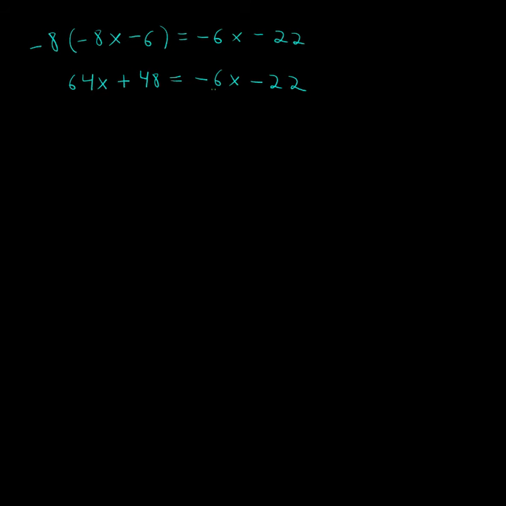So in order to accomplish this for this problem, there's a lot of different ways we can do it, but I think the easiest way would be to invoke the additive property of equivalence and just add 6x to both sides. So we would get 64x plus 6x, that's 70x, plus 48 equals, this would be 0, so negative 22. We're free to add 6x to both sides of this.